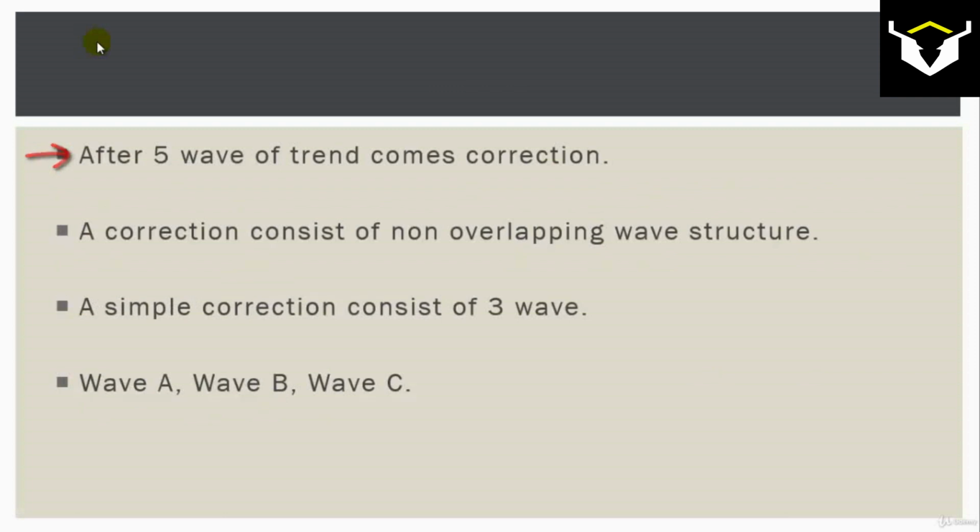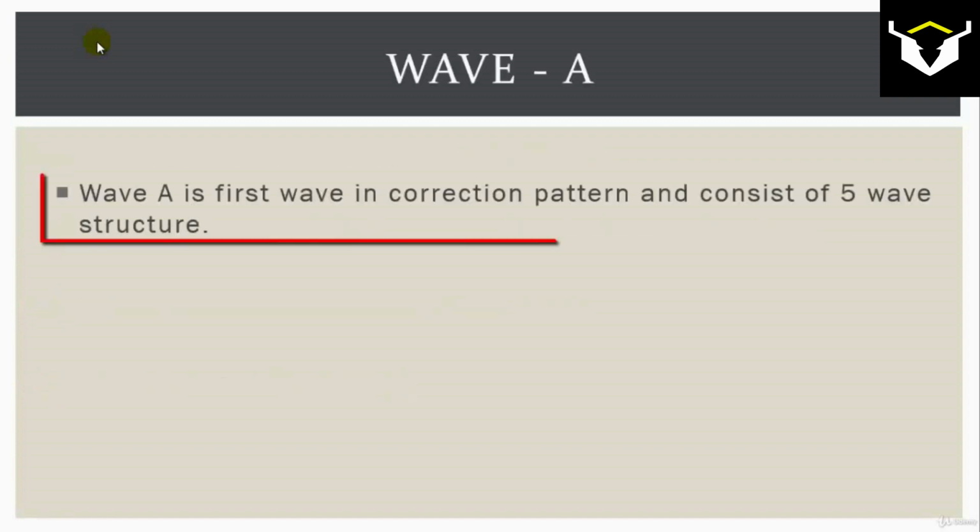comes correction. A correction consists of overlapping wave structure. A simple correction consists of three waves: wave A, wave B, and wave C. Wave A is the first wave in the correction pattern, and wave A unfolds itself in a five-wave non-overlapping wave structure.